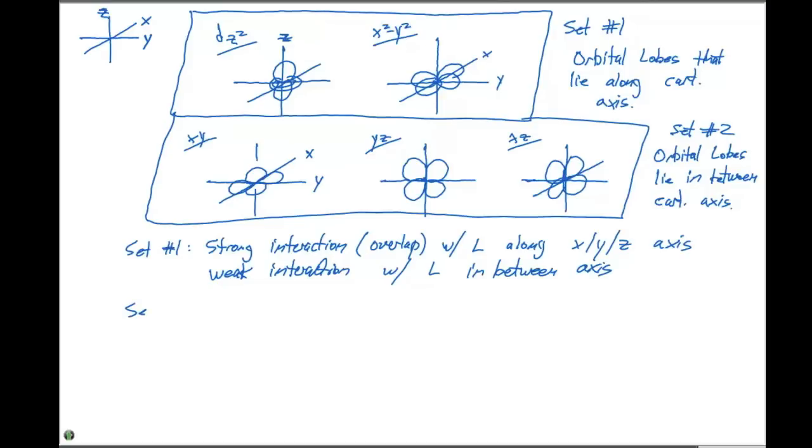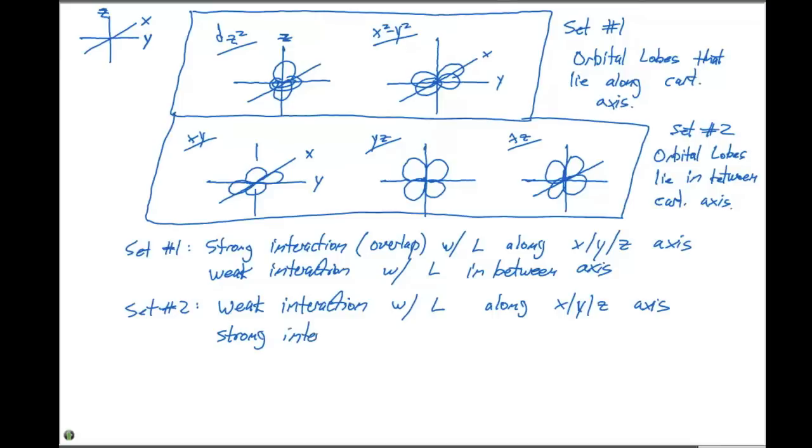For set number 2, we're going to have a weak interaction with ligands along the x, y, z axis. And we're going to have a strong interaction with ligands in between the Cartesian axis. So when we develop our energy diagrams, we need to keep these interactions in the back of our mind.